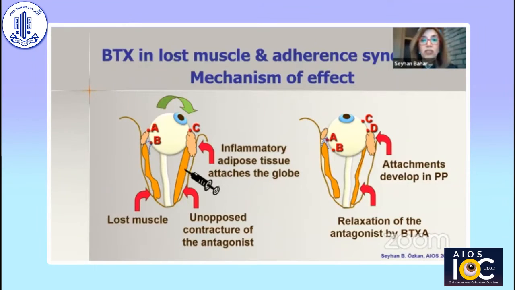So if toxin is injected during the acute stage before these attachments develop, and the eye is kept in primary position, then all these attachments develop when the eye is in primary position, so that will cause less limitation of ocular motility and enables easier access to the lost muscle area.